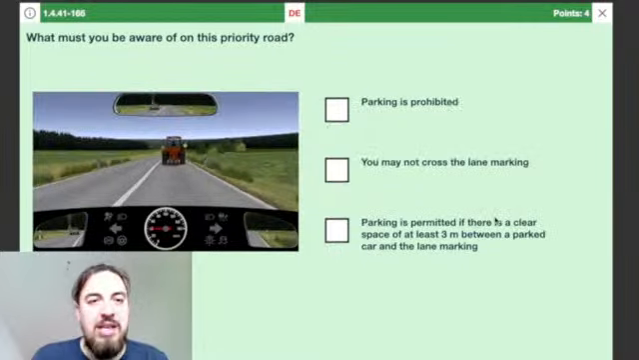Okay, what must you be aware of on this priority road? Parking is prohibited. You may not cross the lane marking. Parking is permitted if there is a clear space of at least 3 meters between a parked car and the lane marking. So let's have a look.